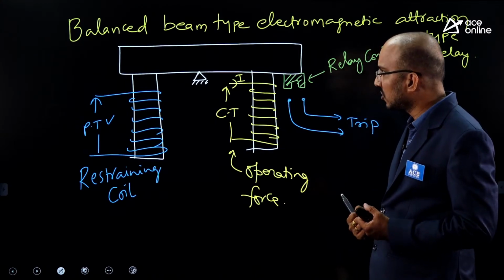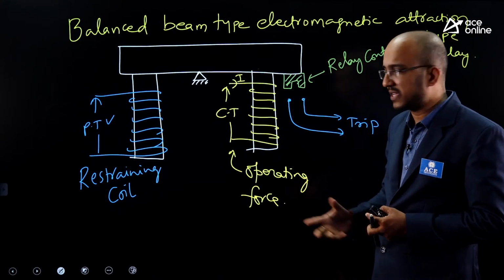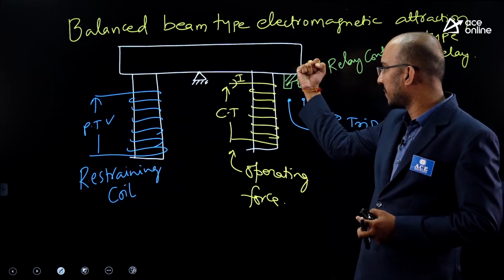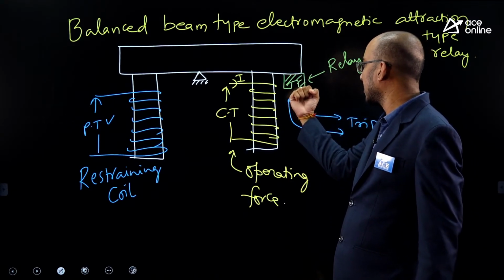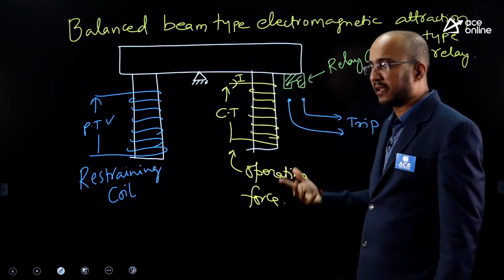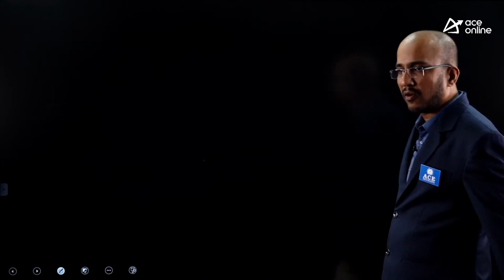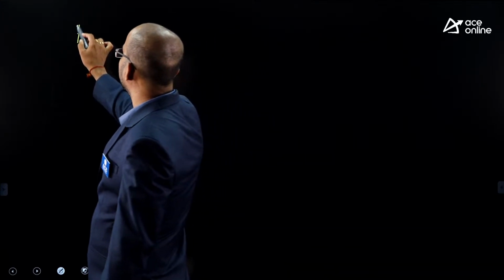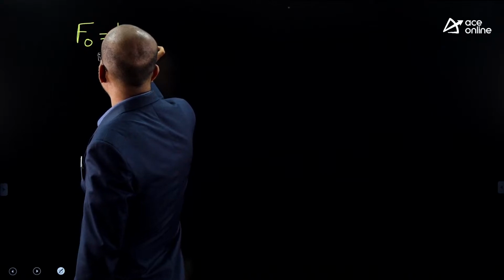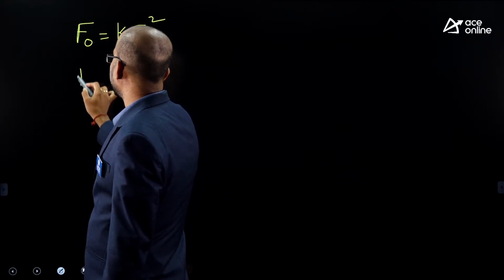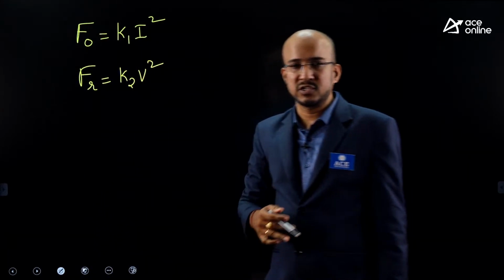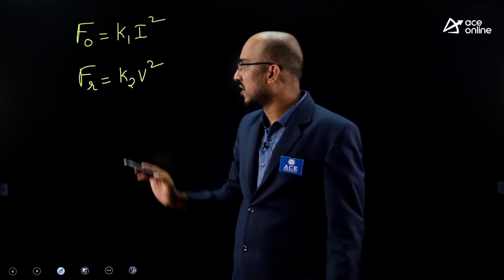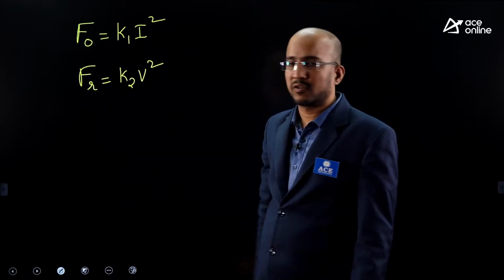Whenever the short circuit fault takes place, the force developed by this operating coil will be more when compared to the restraining coil. Then this relay contact will close the trip circuit and the relay will be operated. Now let us look into the characteristic of this impedance relay. Here the operating force is due to current, so we can write operating force as K1 I square, and restraining force is due to voltage, which you can write as K2 V square.